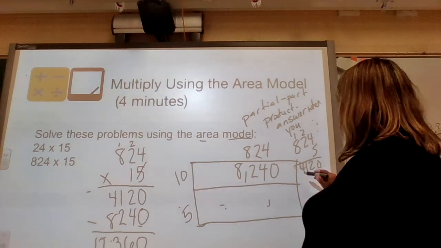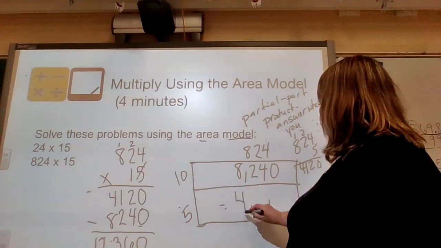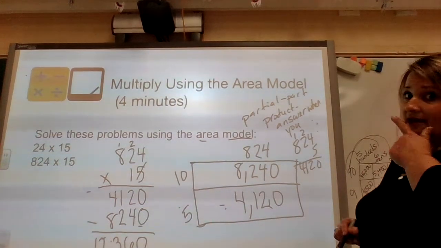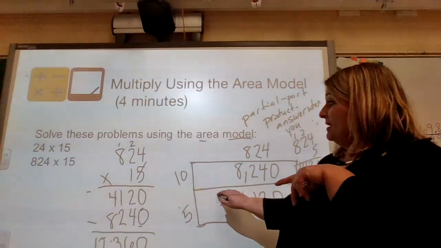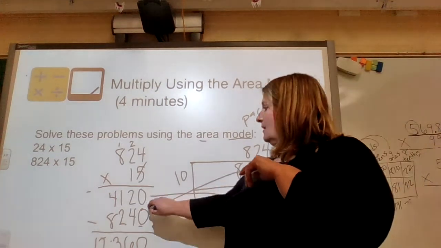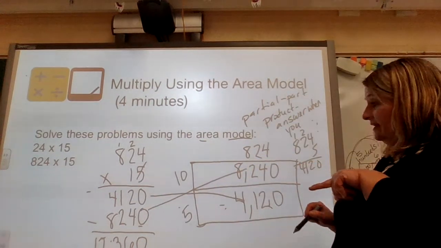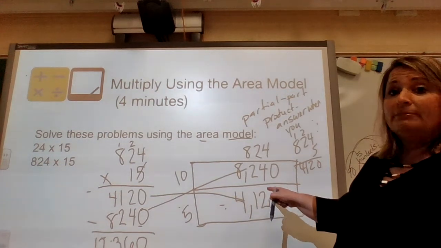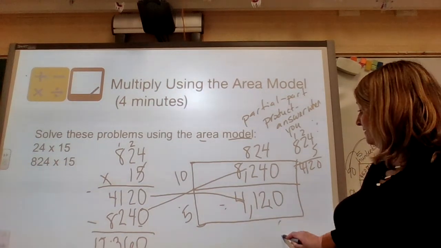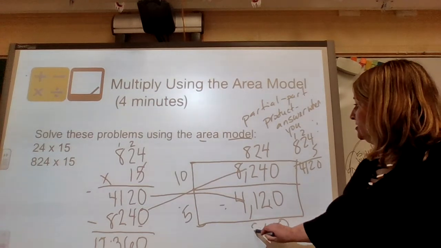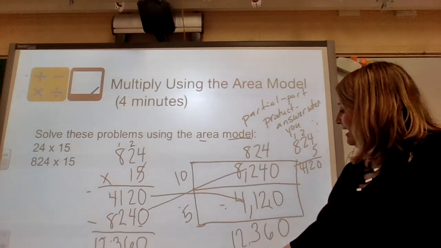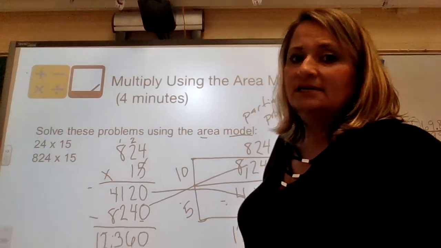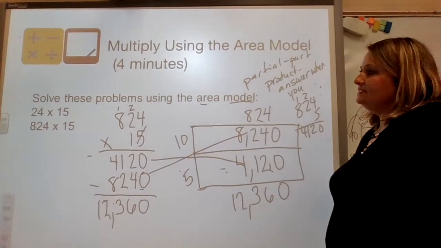And then when I multiply 824 times 5, I'm going to work that out to the side here. And I have 4,120. Look how these partial products are lining up, guys. And hopefully I'm going to get the same product when I find the sum. Remember, sum is the answer when you add. So I have 6, 3, I have 12,360. Look at those products. They are equivalent.